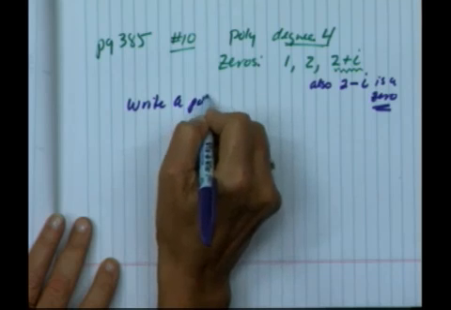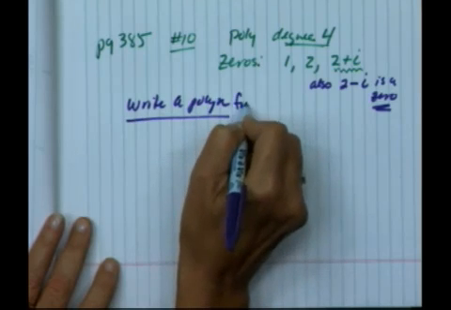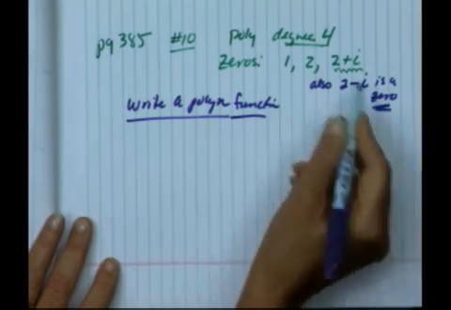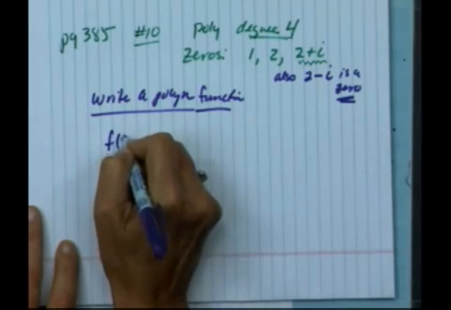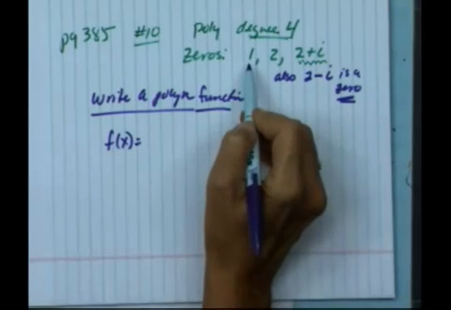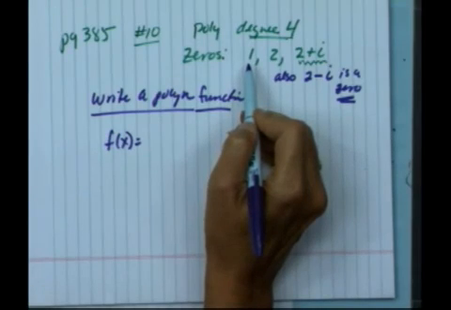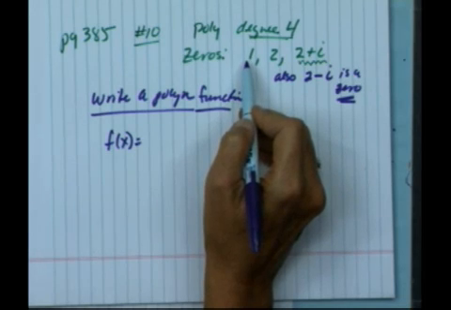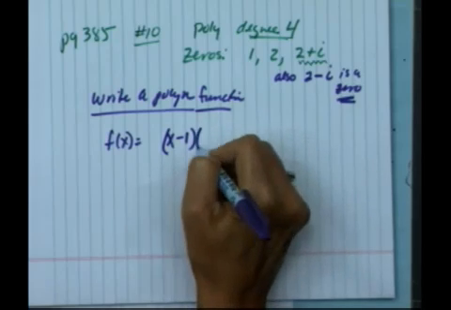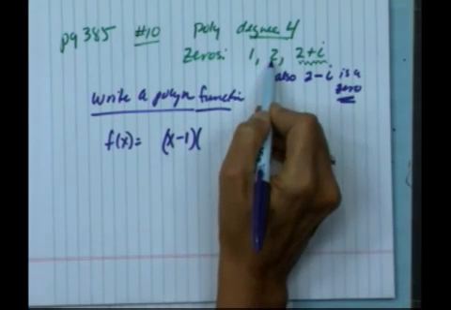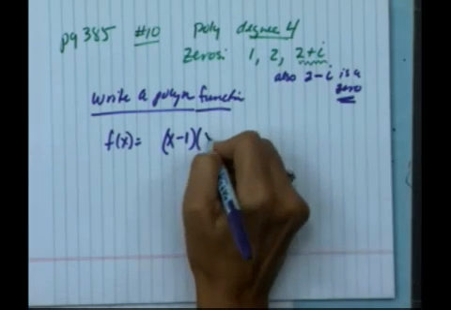Okay, now let's write a polynomial function with these given zeros. So we'll start out with f of x equals. If 1 is a 0, what is a factor? x minus 1. If 2 is a 0, everybody, verbalize it, what is a factor? x minus 2.